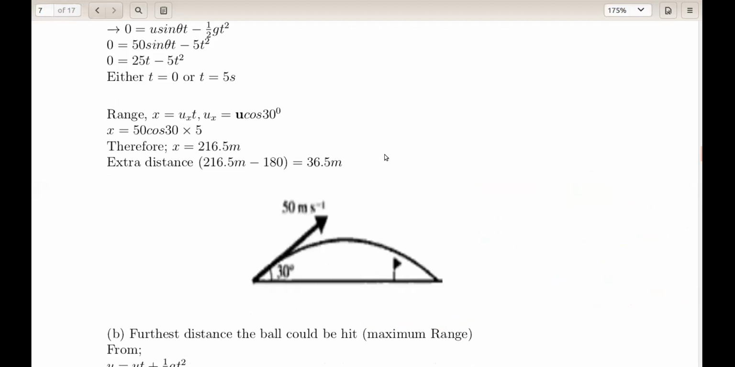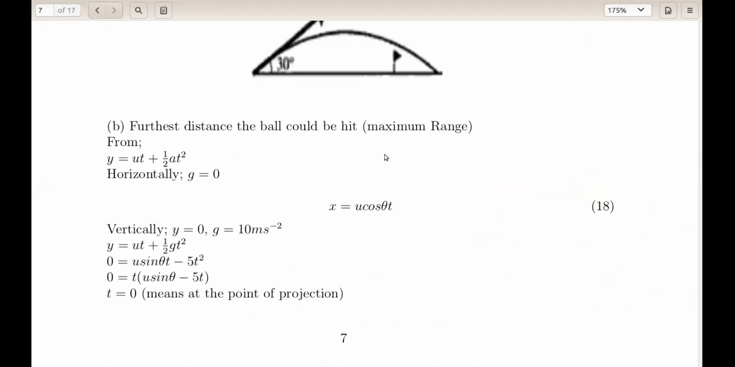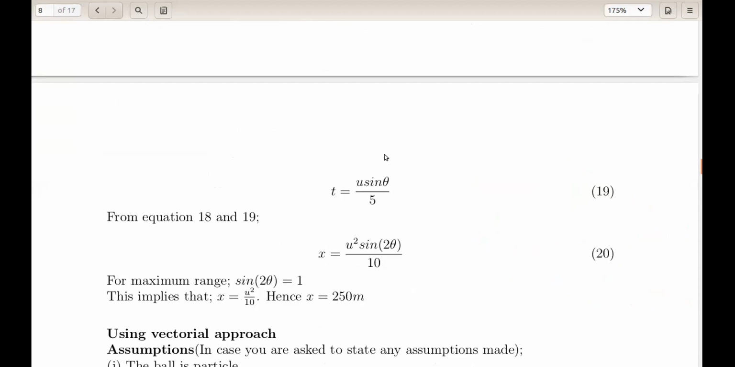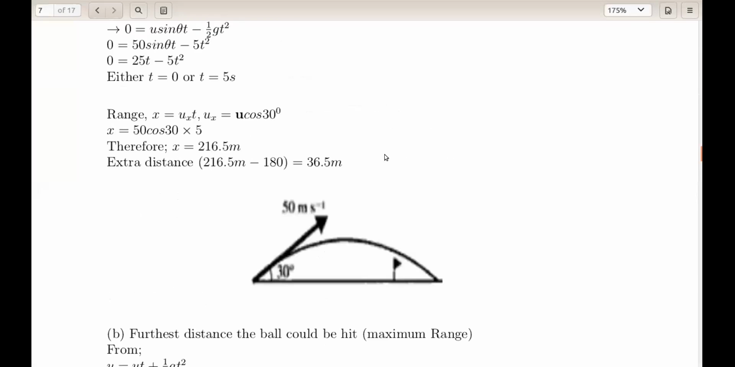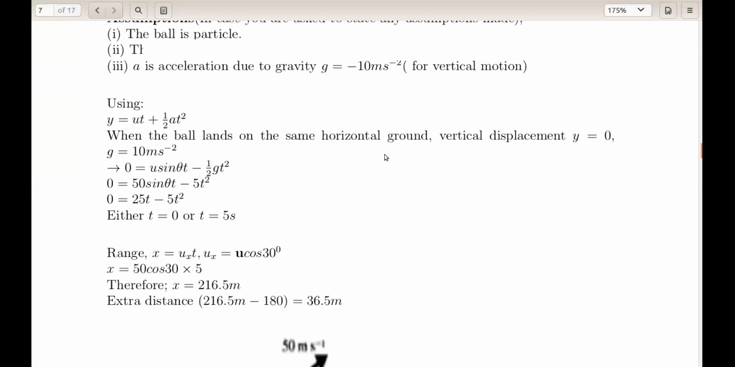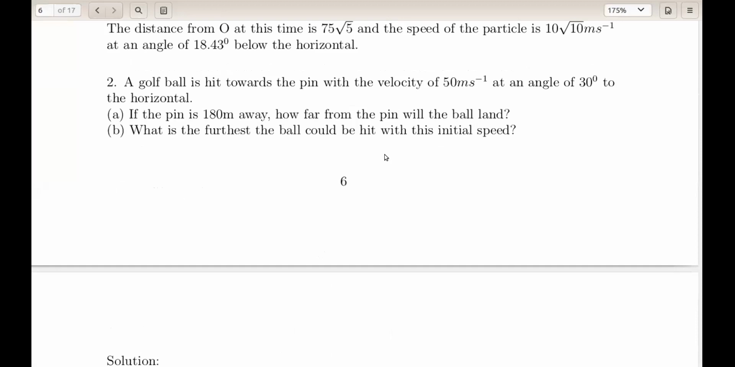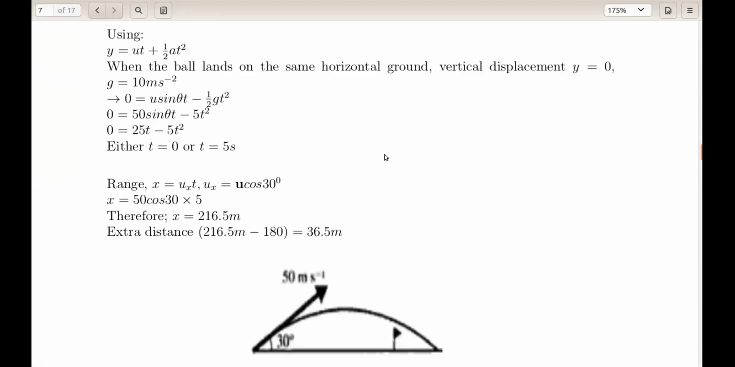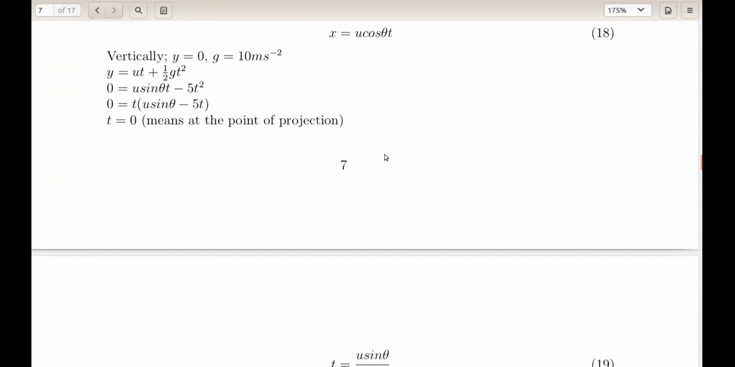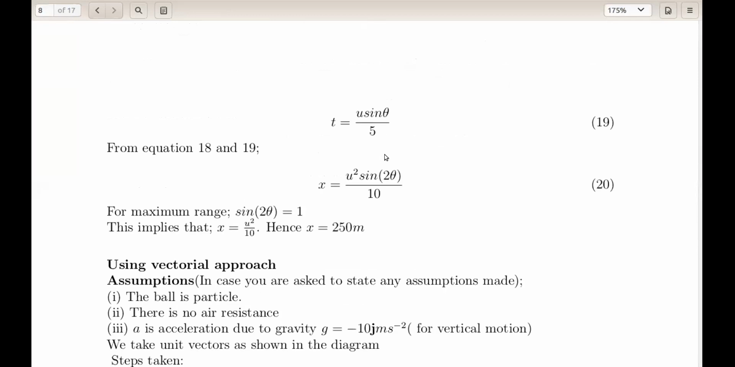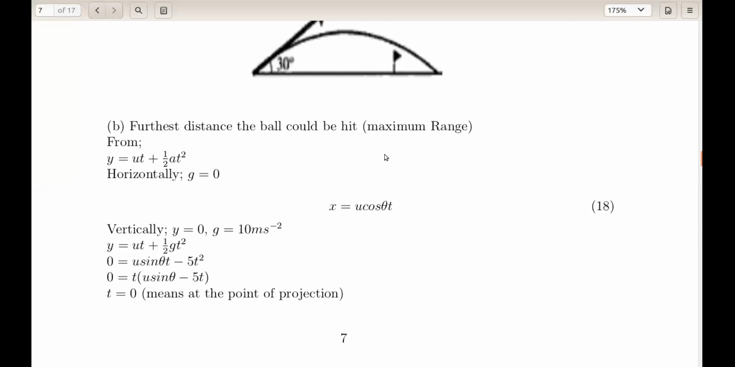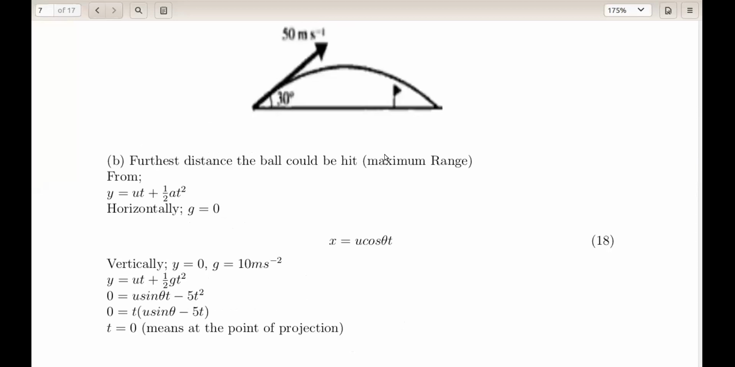Yes, teacher. So the second question is, where is here? What is the farthest the ball could be hit with this initial velocity? That question simply asks us to find the maximum range. Teacher, it's below the diagram. Farthest the ball could be hit, that's the maximum range.